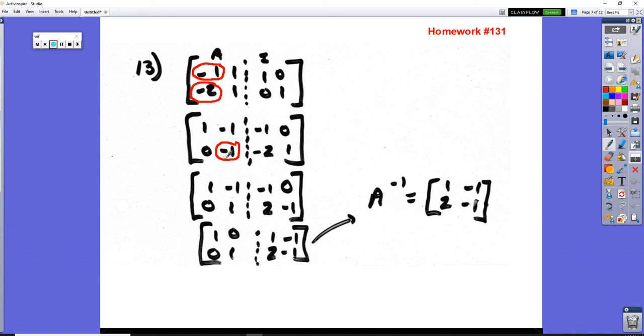It's currently a -1, so it's just the wrong sign. So I'm going to change all the signs in the bottom row by negating everything. That's going to give me 0, 1, 2, -1.